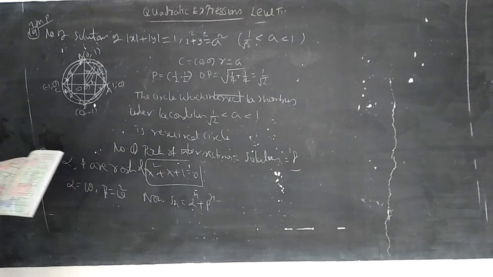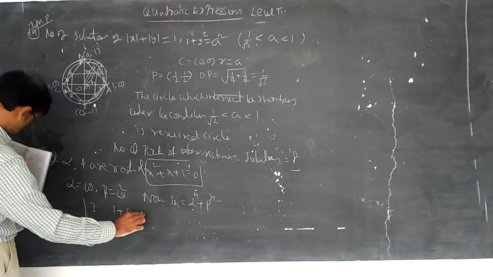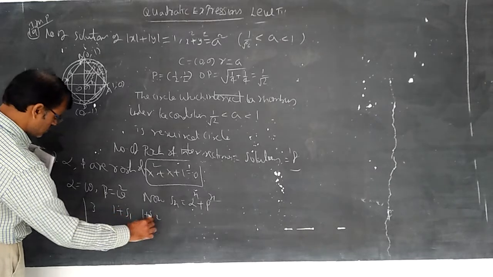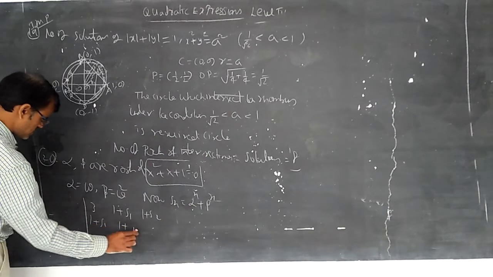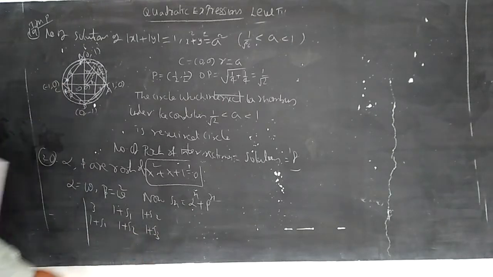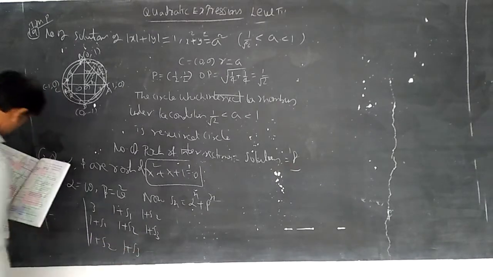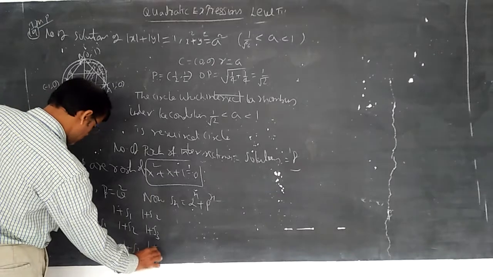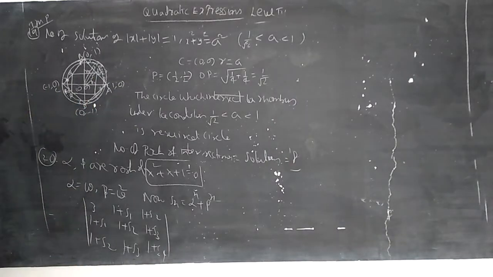You should calculate the determinant of the matrix: first row 3, 1 plus S1, 1 plus S2; next row 1 plus S1, 1 plus S2, 1 plus S3; like that, 1 plus S2, 1 plus S3, 1 plus S4. Here S means the summation of roots. Alpha power n plus beta power n is omega power n plus omega square power n.